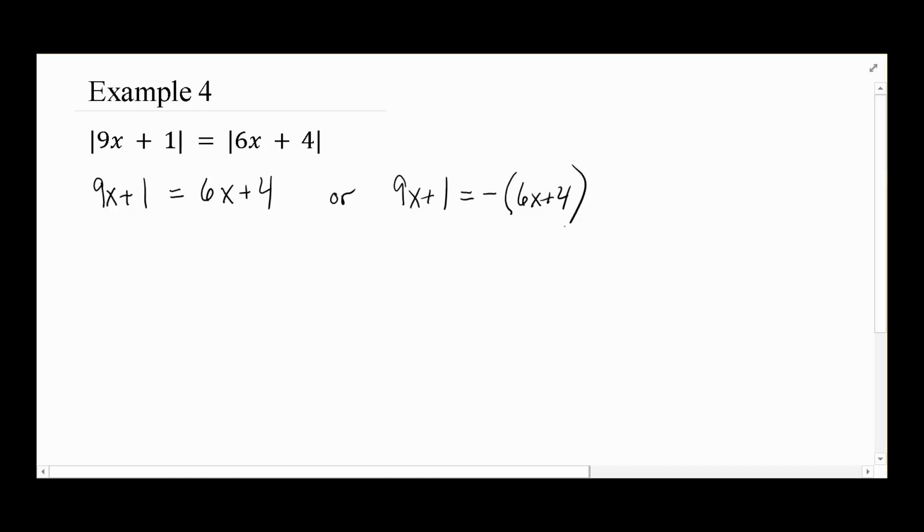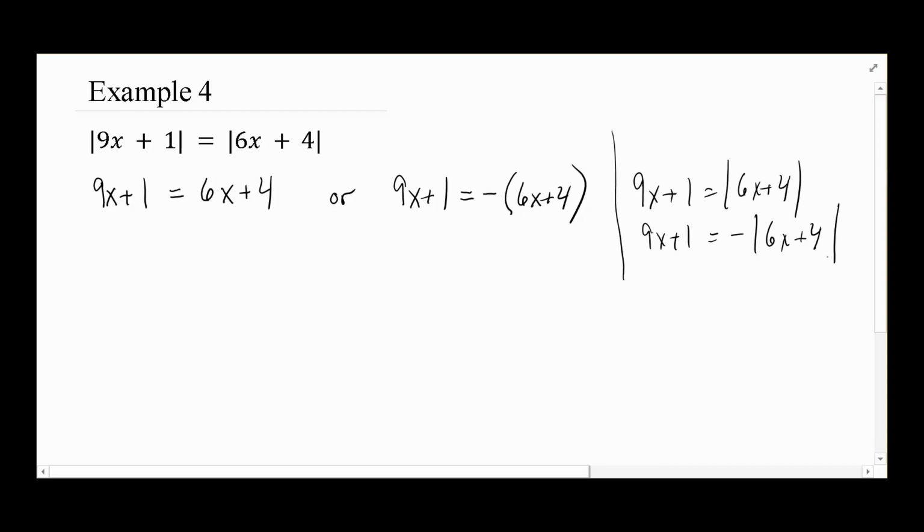We have a little more work than some of our previous examples, but the big thing is the absolute value is gone. Now I do want to take a step back to say I should have been a little more precise here. This will get you the two answers that work. Technically, what should have happened is we should have said 9x plus 1 equals the absolute value of 6x plus 4, or 9x plus 1 equals the opposite of the absolute value of 6x plus 4. Then we could use the absolute value property again. That's going to get us a total of 4 equations. They're all going to boil down to the same two equations we have written down there.